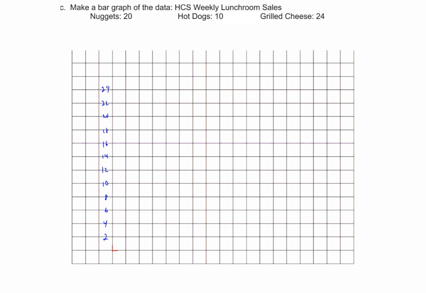Now I'm going to set up my right-hand side. Now remember, on a bar graph, we want to space first. All right, do you guys want to use 2 boxes for a bar? Or let's use 2 boxes. Why not? So let's go 1 box over. I'm going to put a line, and then I'm going to go 2 boxes and put a line. And between it, I'm going to write nuggets. And again, I'm going to try to write that nice.